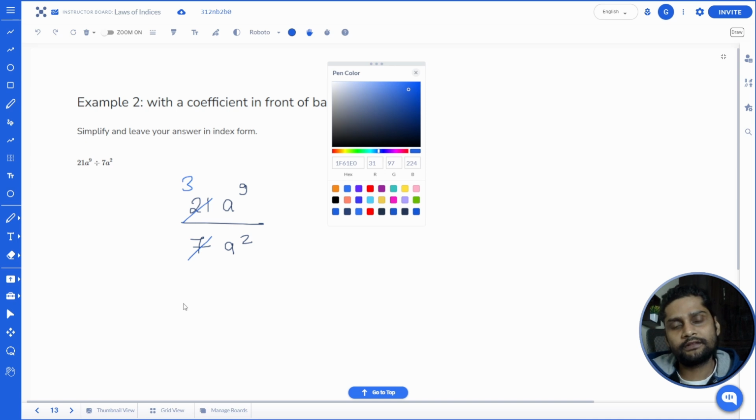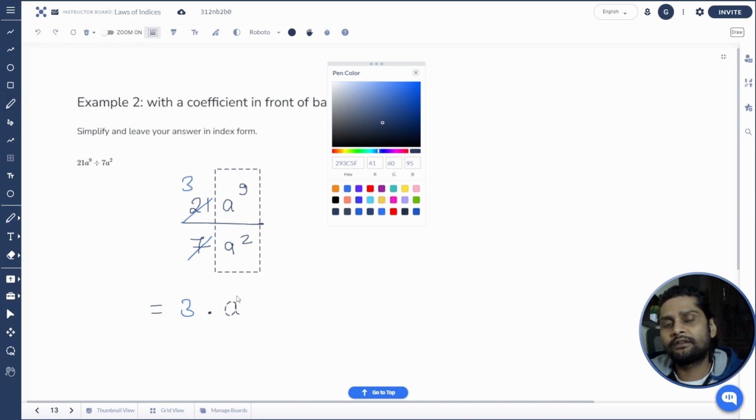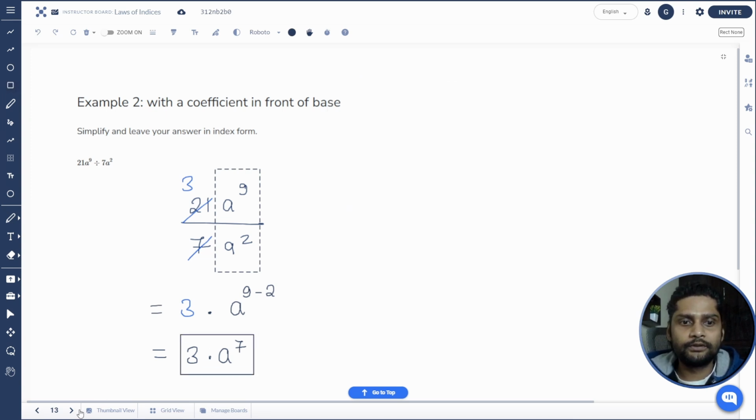So keep your 3 aside, and now the main term we are left with is a raised to the power of 9. So this is your expression where you're going to apply the law of indices. It's going to be a raised to the power of 9 over a raised to the power of 2. So instead of performing expansion and all, you can directly apply the law of indices. That is, you have to subtract the exponents. That's 9 minus 2, and that's simply going to be 3 times a raised to the power of 7. That's your answer. Let's continue with the next question.